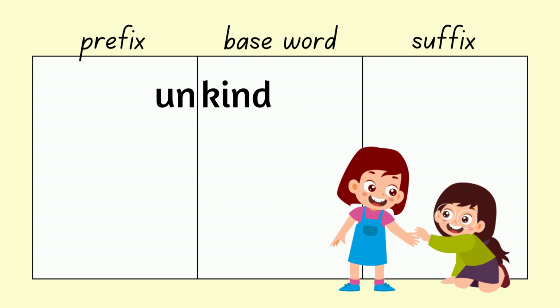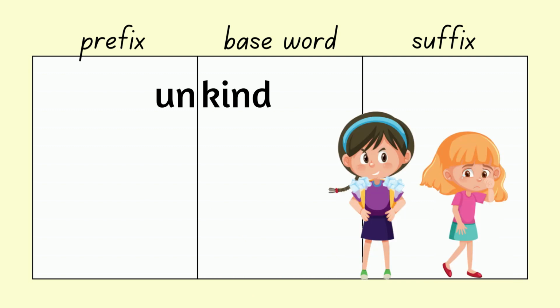What does unkind mean? That's right, it means they are not kind at all. They can be quite mean. The prefix un means not or opposite. So when we add it to a base word, it changes the meaning of the base word to the opposite of the original meaning.